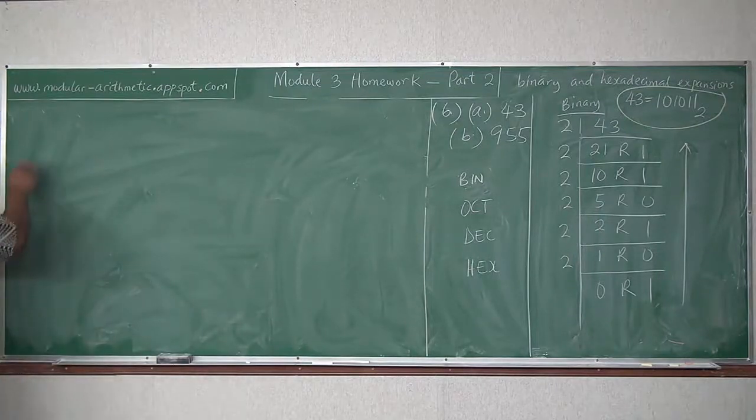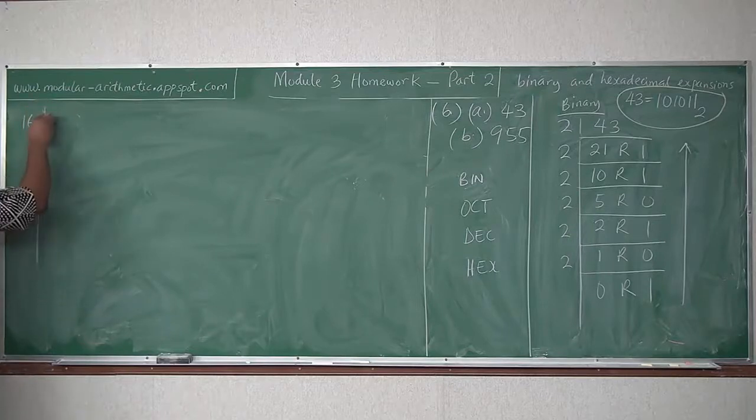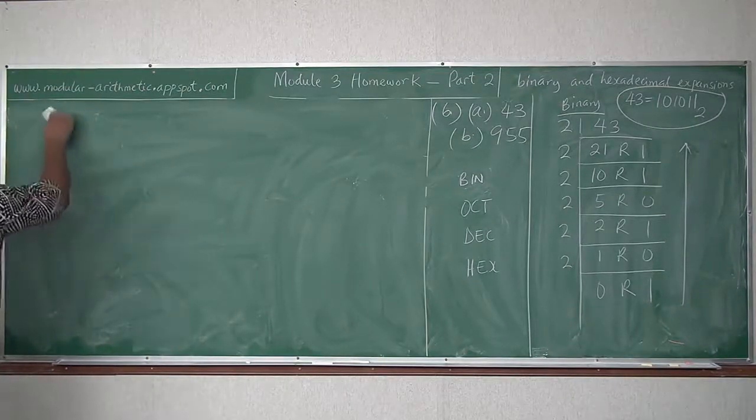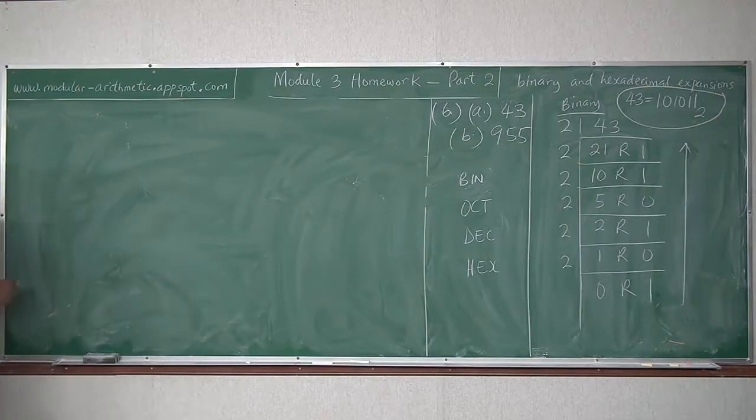So we have 16, 43. This wouldn't even take us time for 43 because 43 is pretty much this thing. Hexadecimal for 43. So 16 divide 43.